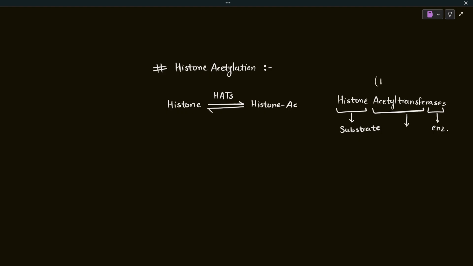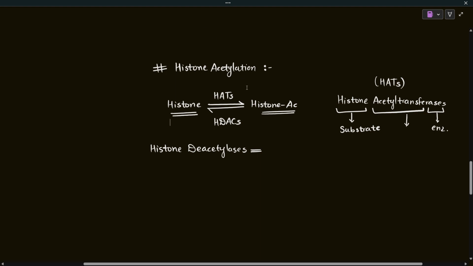So this is how HATs, histone acetyltransferases, are the enzymes which are going to transfer the acetyl group on the histone, while the reverse is done by HDACs. HDACs are histone deacetylases. They remove the acetyl group and convert acetylated histone to the histone. Let's now take a look at the different classes of the HATs and HDACs.